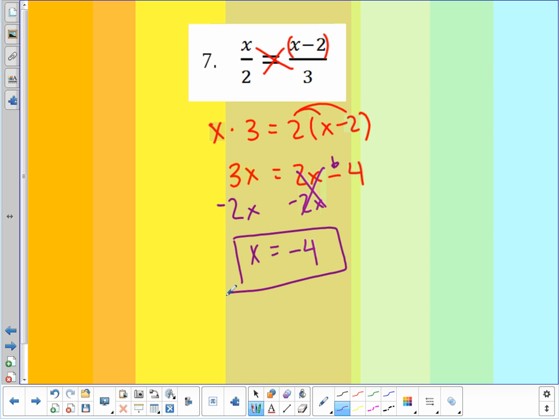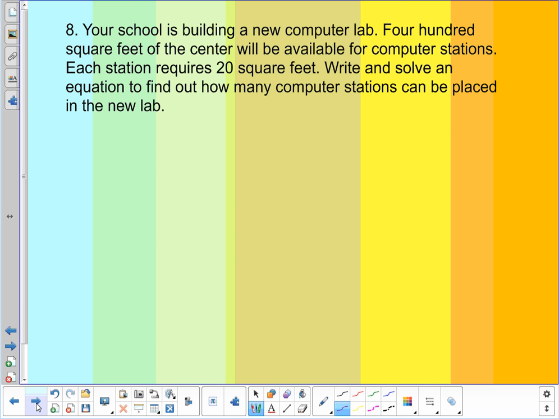All right, so let's flip it over to the back. We have a word problem to take a look at the top. It says your school is building a new computer lab. 400 square feet of the lab will be available for computer stations. Each station requires 20 square feet. Write and solve an equation to find out how many computer stations can be placed in the new lab.